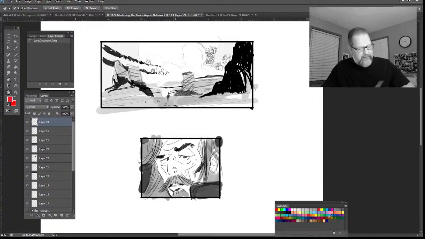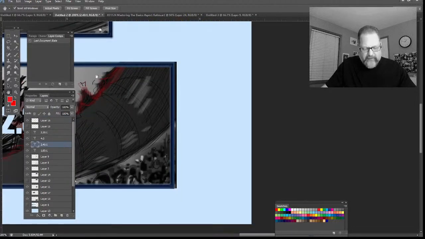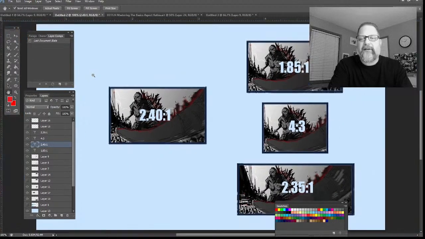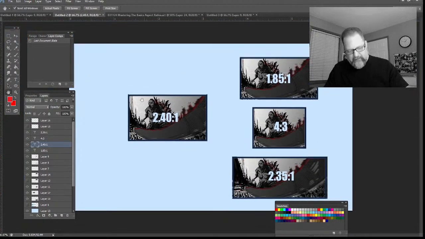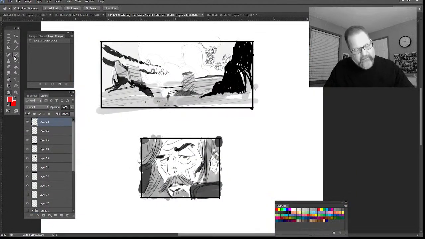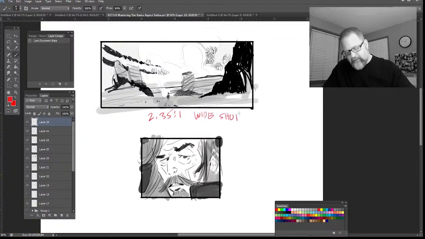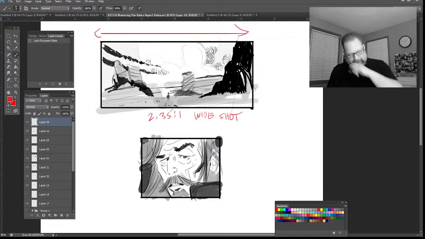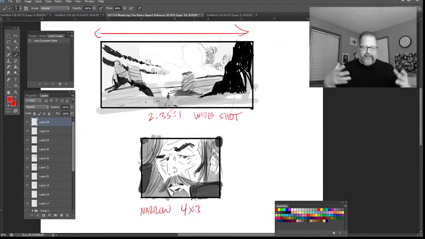Again, like we were talking about, over here you have your 2.35 to 1 wide shot. With that aspect ratio, I want it to be epic. Landscape, Western, it's super wide. Or if you want it narrow, you go for the 4x3 aspect ratio. You feel claustrophobic. Something's intense with that particular character.